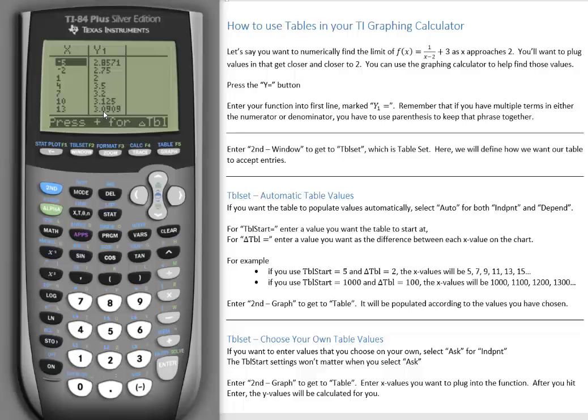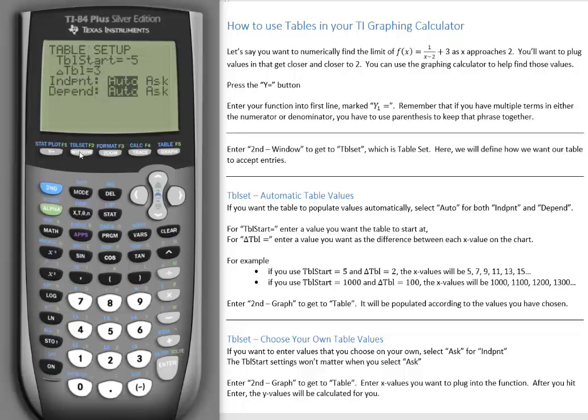Well, that's not good enough. I want to find the limit as this approaches 2. So instead of using the automatic table, I'm going to scroll down to the independent variable and tell it to ask, and hit enter. All right. And so these numbers up here don't matter when we're telling this to ask.